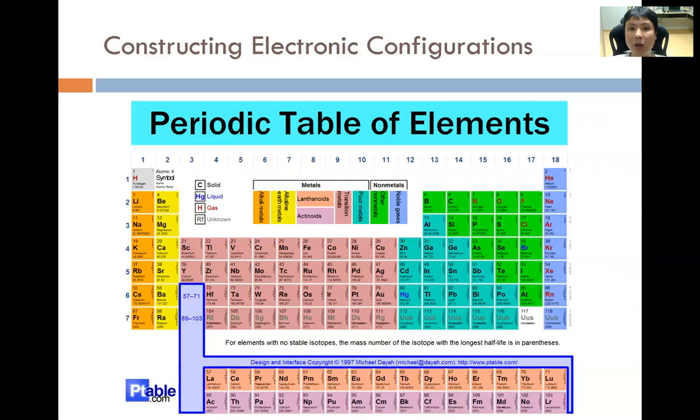So let's talk about how we construct electronic configurations. To be honest, this has already been covered in the topic of atomic structure, so this will be a brief recap. These numbers here are really the principal quantum number. So we have principal quantum number 1, 2, 3, 4. Then this is the S block, this is the D block, and this is the P block.